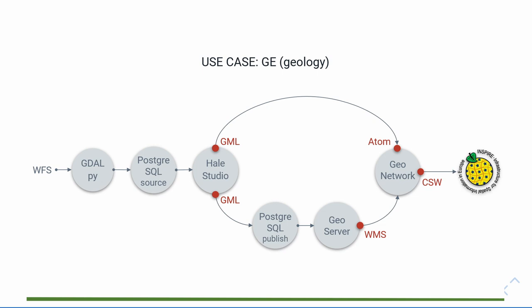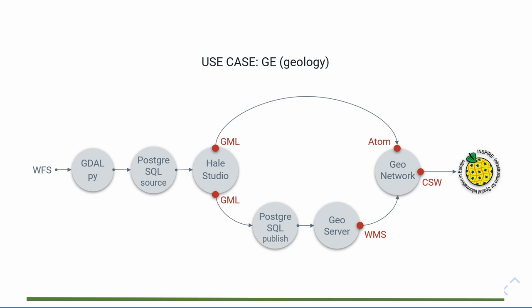So the geology team quite well described rare data updates, because you know geology does not change frequently usually. So we read the data using GDAL from WFS and then upload it to PostgreSQL, and we call this a source database. And then with Hale Studio, we create the mapping schema.